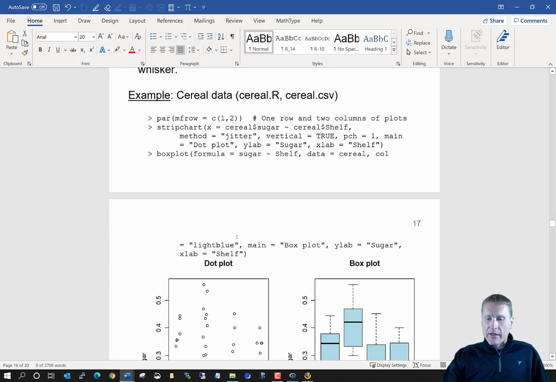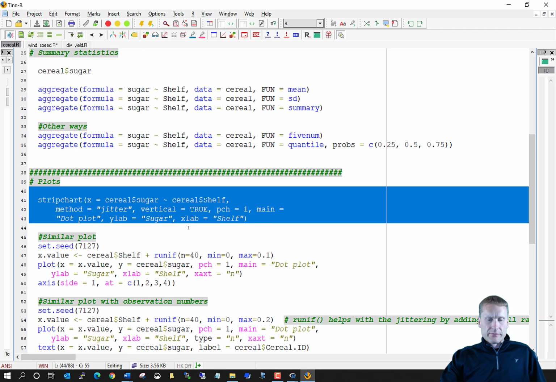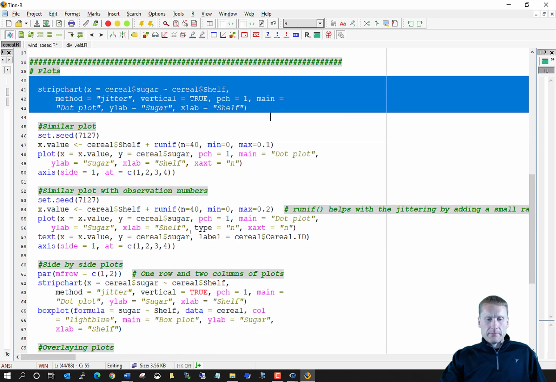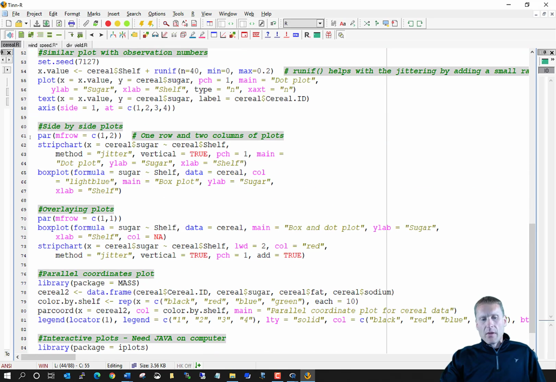Okay, so let's take a look at some stuff in R. This is again with the serial data. So what I like to do, and this plot is located on page 17, is a side-by-side set of plots where I have the dot plots first, and then I have the box plots second, so that you can compare the two.